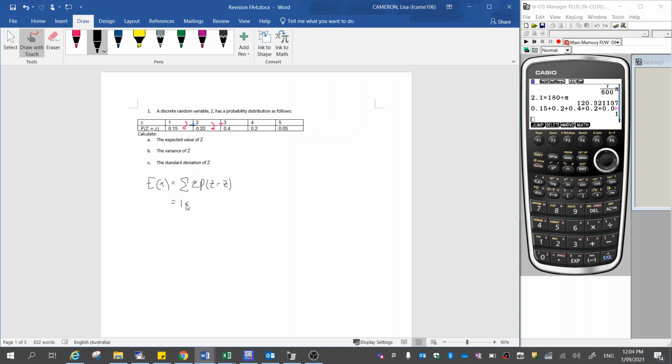So I'm going to do 1 times 0.15 plus 2. Now, I'm going to start putting these in brackets because it looks neater on this little sketch pad. So 2 times that one plus 3 times that one plus 4 times the next one plus 5 times the next one. Okay, and now that should be ready for me to put in my calculator.